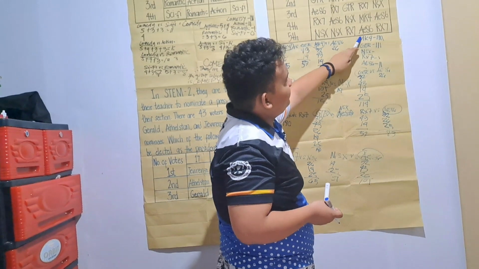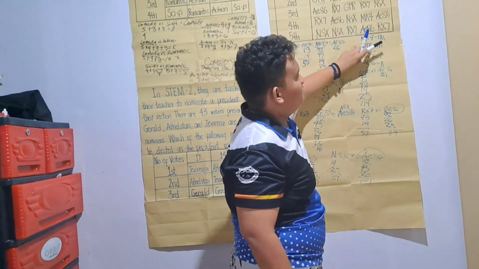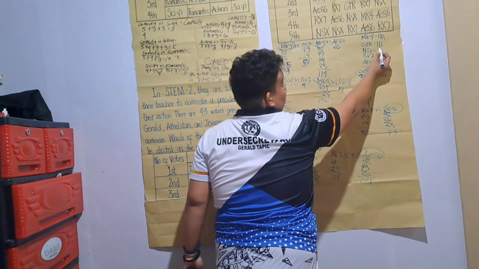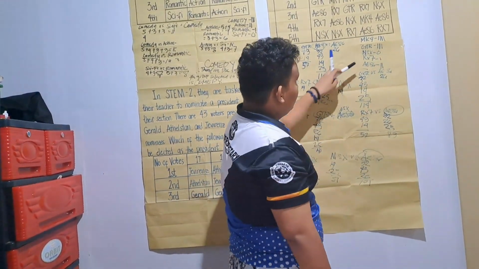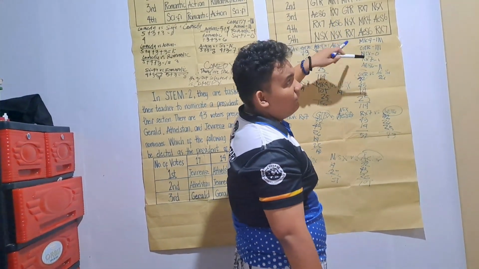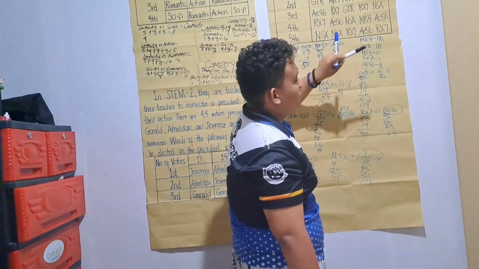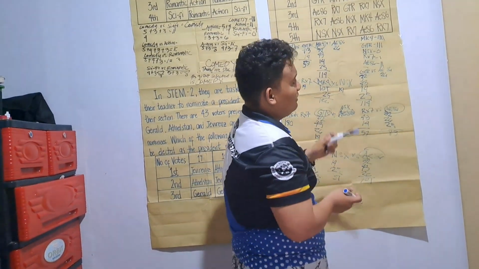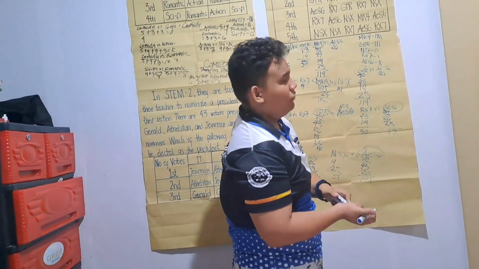So the highest score is MK4 with 4 points. NSX got 0 points because it lost in all of the matchups. In all of NSX's matchups, it lost.